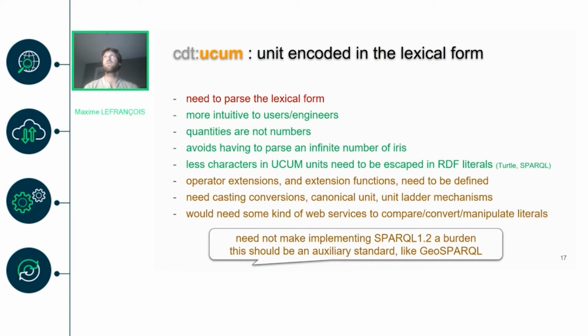What is important is that we don't want to make implementing the future version of SPARQL a burden. So we really believe that the specification of CDT OCUM, for example, should be an auxiliary standard and defined by potentially a different standard development organization, like is the case for GeoSPARQL, which is developed by the OGC for encoding geospatial geometries.